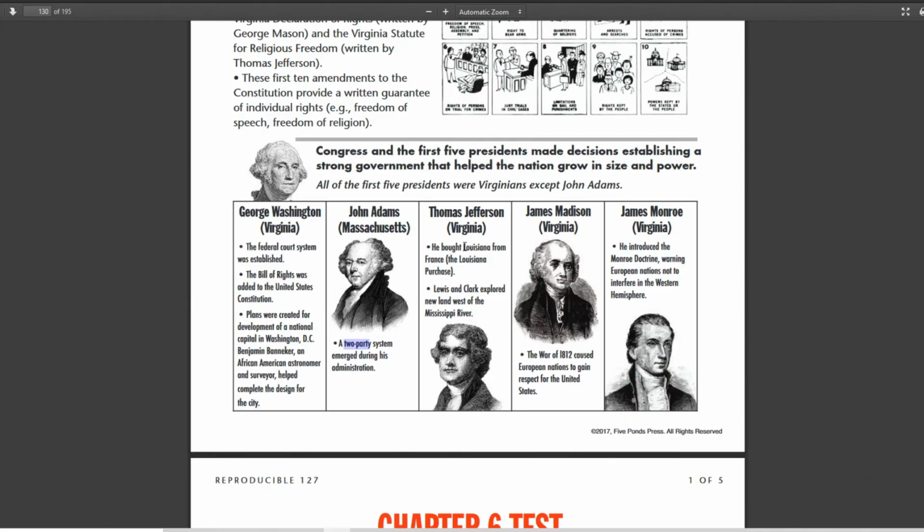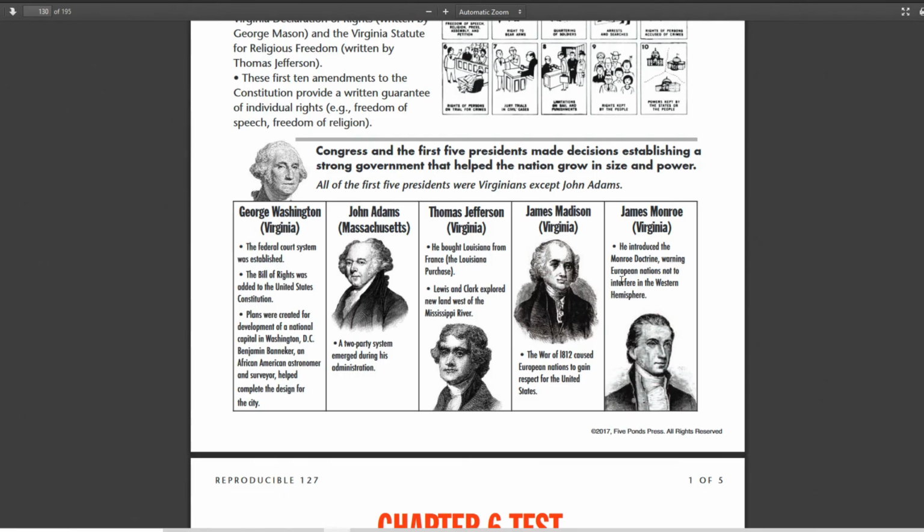Thomas Jefferson's all about the Louisiana Purchase. He buys the Louisiana Purchase and then sends Lewis and Clark to explore it. And then our fourth president, James Madison, War of 1812, and this caused European nations to gain respect for us. And finally, James Monroe. He introduced the Monroe Doctrine, which warns European nations not to interfere in the Western Hemisphere, the North America or South America.